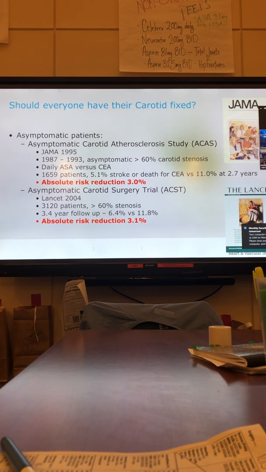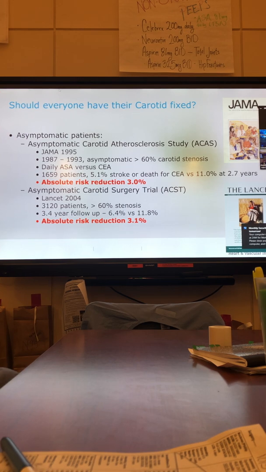All right, so should we fix asymptomatic patients? These are people that we care for, because you might get consulted on some asymptomatic patients. Should we fix them? All this data, look at how old it is. These trials are from over 15 years ago, and over 25 years ago. The first trial, the ACAS trial, was a landmark trial published in JAMA in '95. But the patients enrolled in this trial were treated way back in 1987.